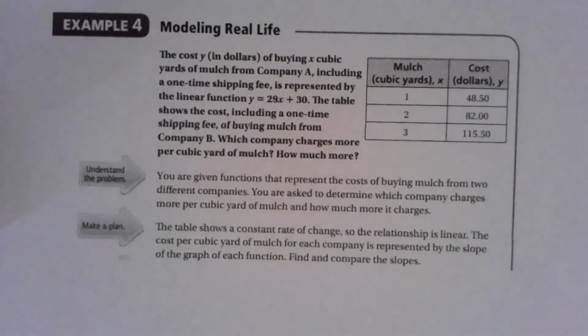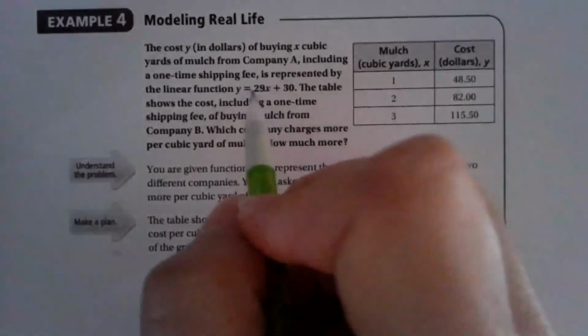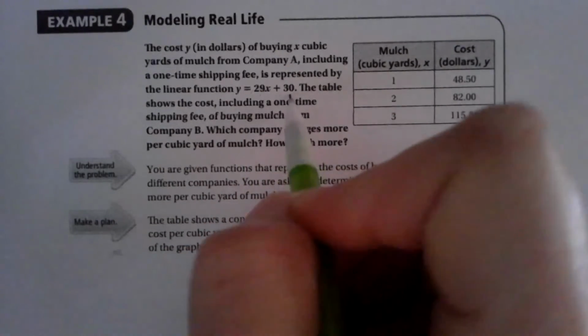Okay, so now this is similar to example 3, but we're gonna do more of the work rather than just read through it. The cost y in dollars of buying x cubic yards of mulch from company A, including a one-time shipping fee, is represented by the linear function y equals 29x plus 30.